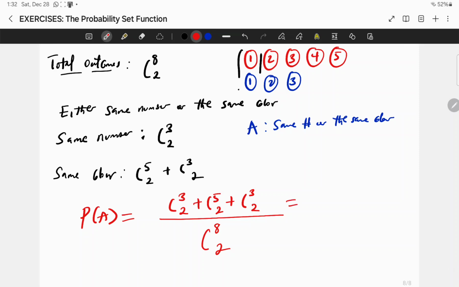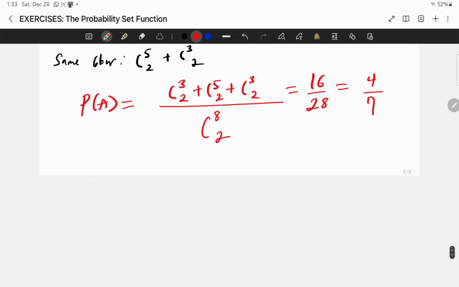So if you solve this carefully, then you have 16 over 28, and if you take that to the lowest term, you have 4 over 7. So you can also verify that, and that completes that question.